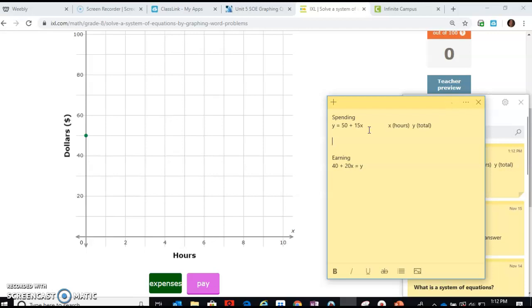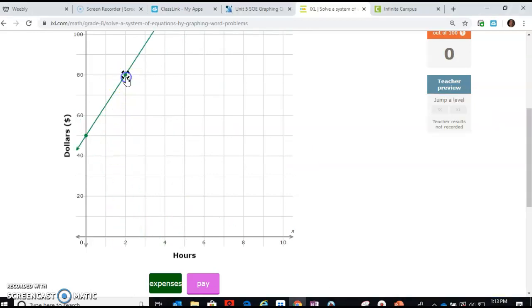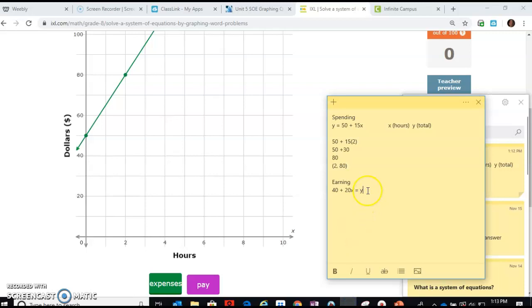So I'm like, all right, what about $50 plus, if she pays a guy for 2 hours, how much will she spend? That would be 50 plus 30, so that would be $80. So there's my X value: if X is 2, then my Y value is 80. That gives me another point there, 2 and 80. All right. Then I'm going to click on pay, which is the amount of money that she's going to earn.